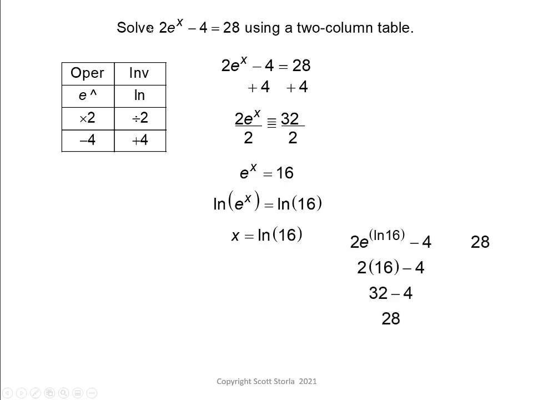So I return to the original equation. I substitute. I have e with an exponent of log base e of 16, which can be replaced simply with 16. I continue to simplify. My values match. I'm comfortable. My work is good.